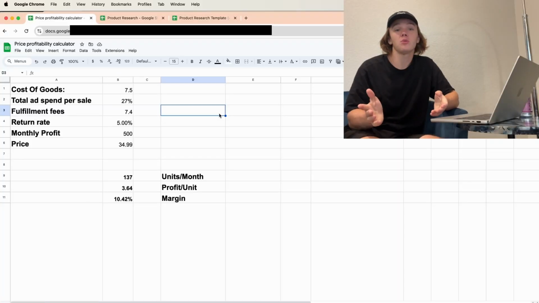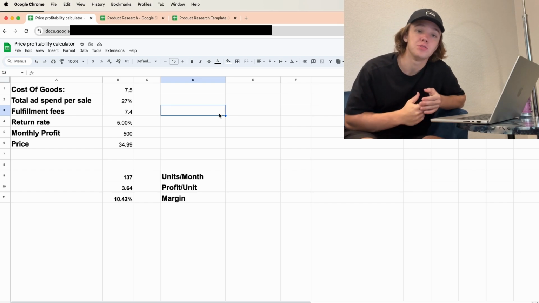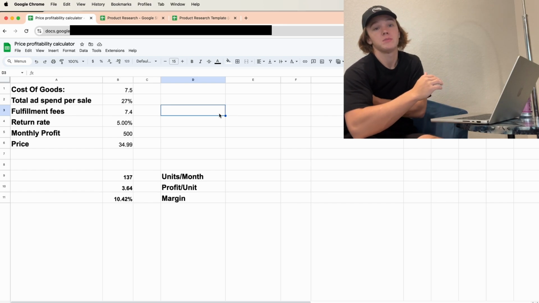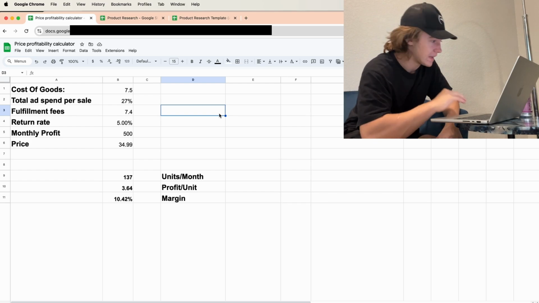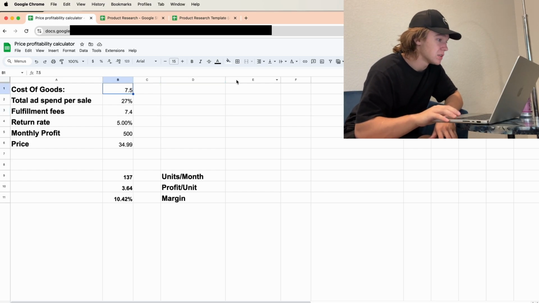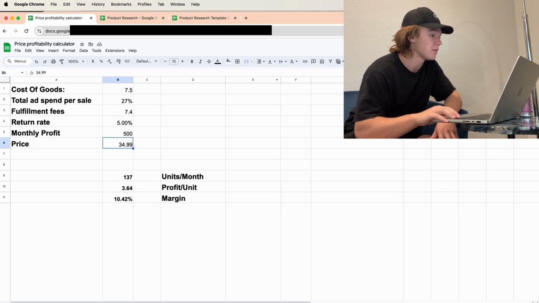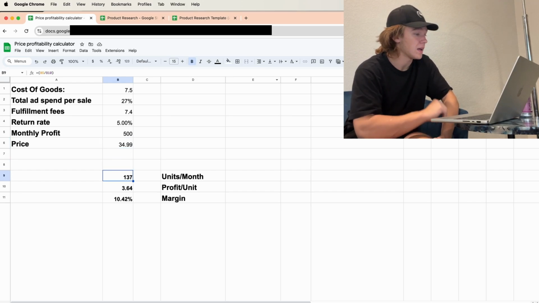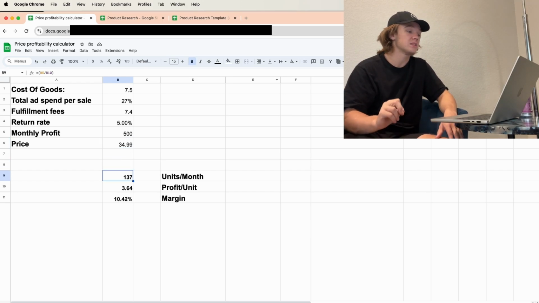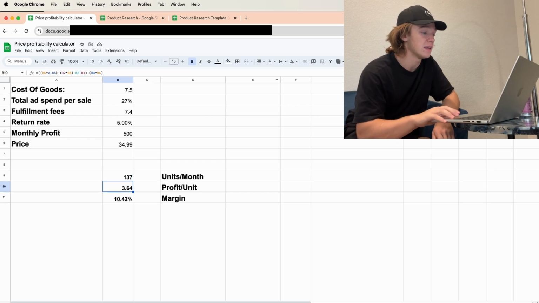And real quick, I'm gonna take you through my process of how I check my numbers to see if this was a reasonable bet. Here we are within the basic calculator that I use to check profitability. And for the numbers here, we're gonna be using metrics from a buddy of mine's listing who is being the guinea pig today. So they're running a $7.50 cost of goods, 27% TACoS, $7.40 fulfillment fee, 5% return rate, $500 a month of profit at a $35 price point. So they're doing about 130 units a month at $3.64 of profit per unit and a 10% margin.